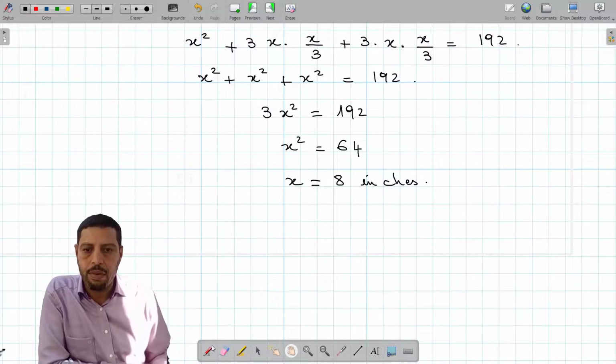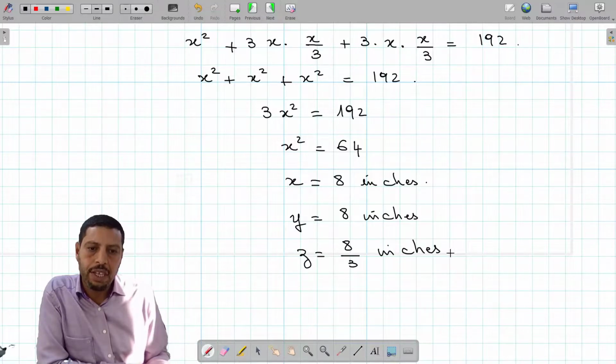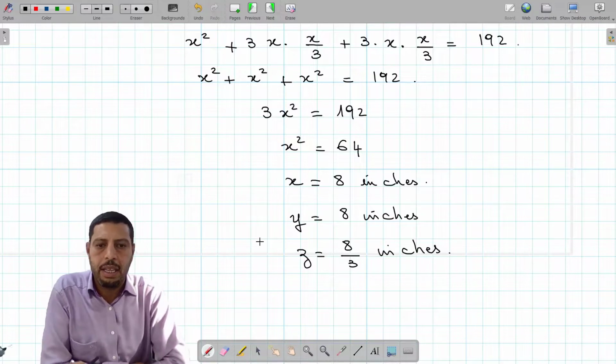Remember that y is equal to x, so y is also 8 inches, and z is equal to x over 3, so it's equal to 8 over 3 inches. So we obtain the dimensions which will maximize the volume in this case, okay?